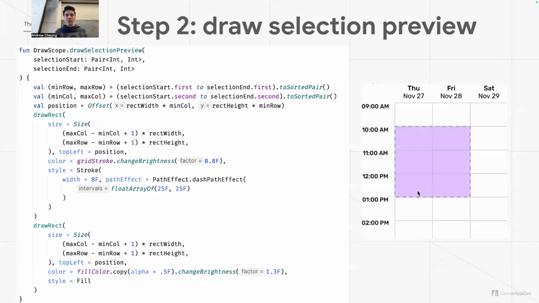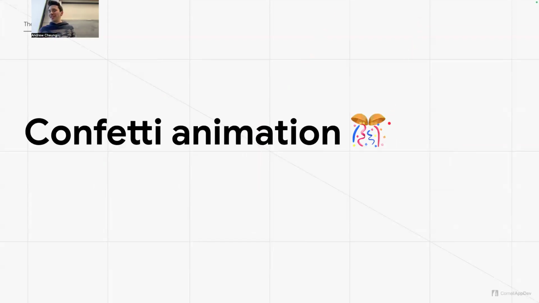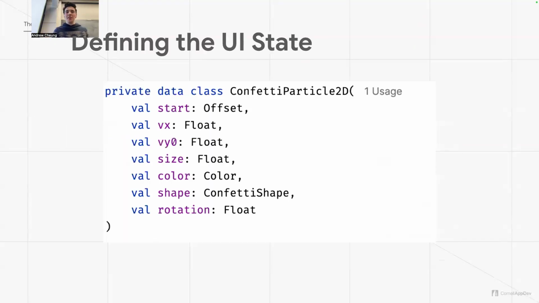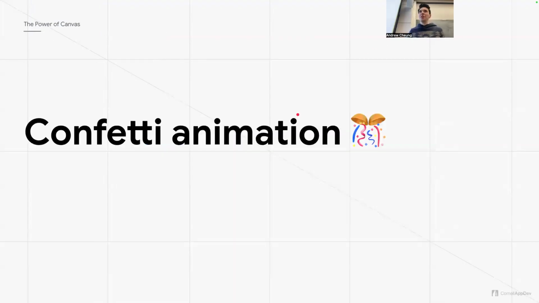Okay, cool. So then we're going to move on. Let's see what time it is. It's actually taking me longer than I thought. But we're going to move on to the confetti animation. This is another really cool one. We're going to start by defining some UI state. Also, I wanted to give credit to Melissa on our Android team. She implemented this, and I'm stealing her code for educational purposes.